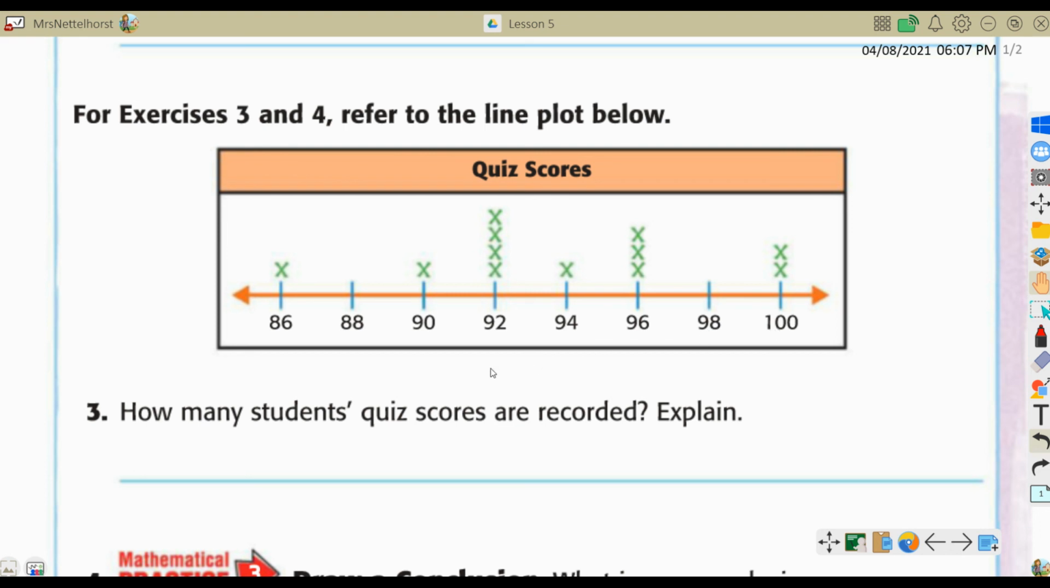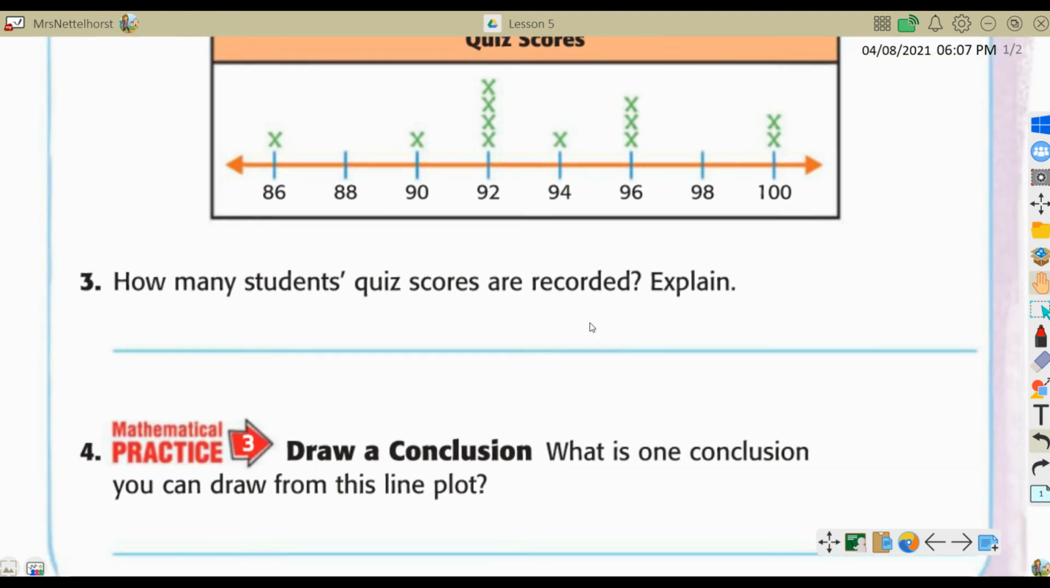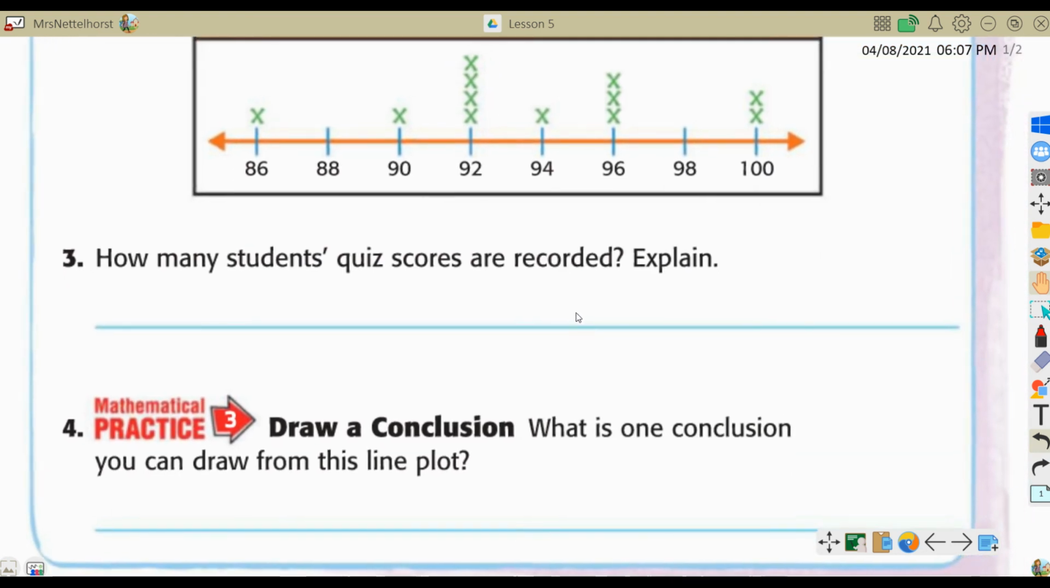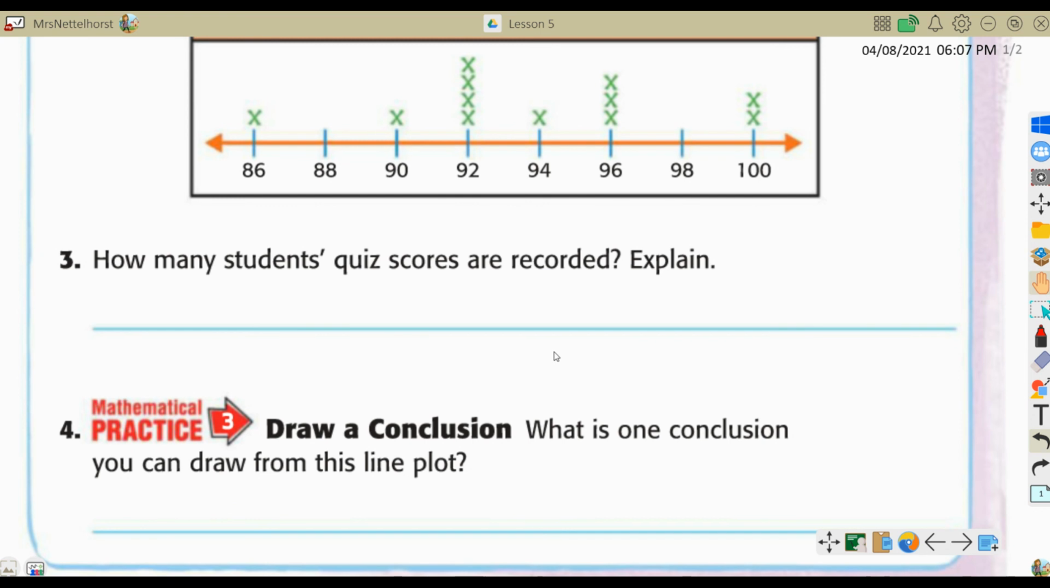Okay, so you are going to tell me how many students' quiz scores are on this chart and tell me how you know. So you need a comma because you have the word explain here. Okay. Then down here, draw a conclusion. What is one conclusion you can draw from this line plot? Okay, so you're going to say, one conclusion I can draw from this line plot is, okay. So there you go. That is drawing and analyzing line plots.